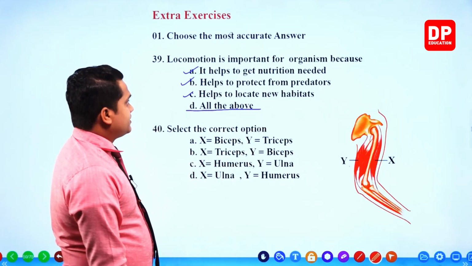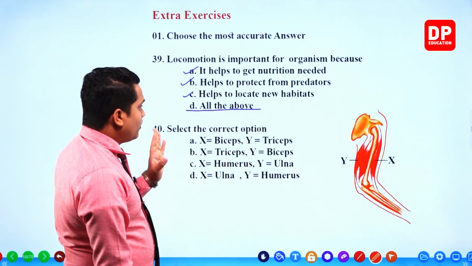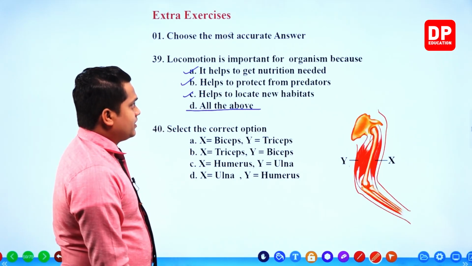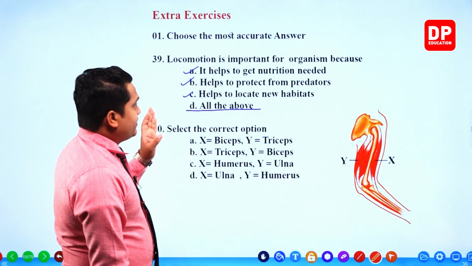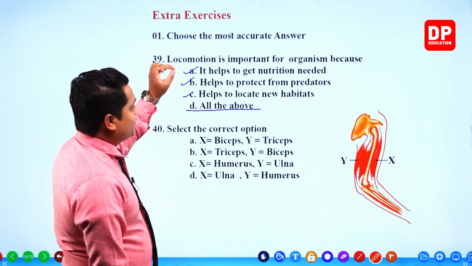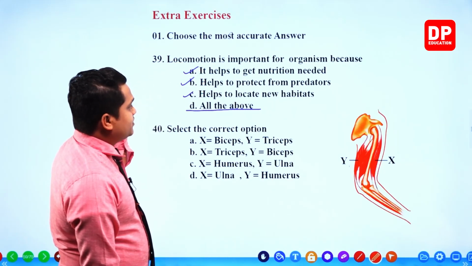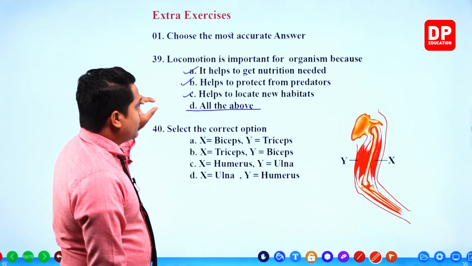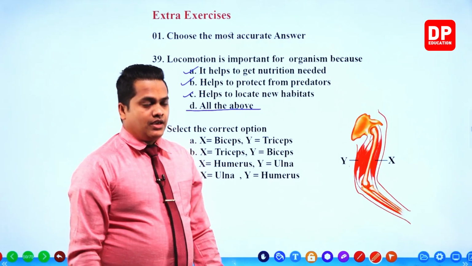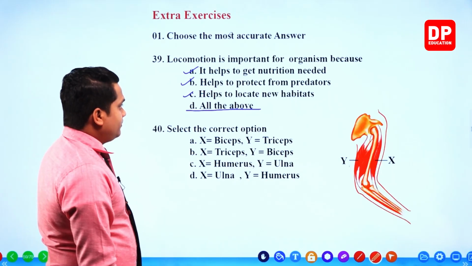All of these things are important factors of locomotion. So if an organism can locomote, it helps to get nutrition needed, it helps to protect from predators, and it also helps to locate new habitats. Okay. Next one.